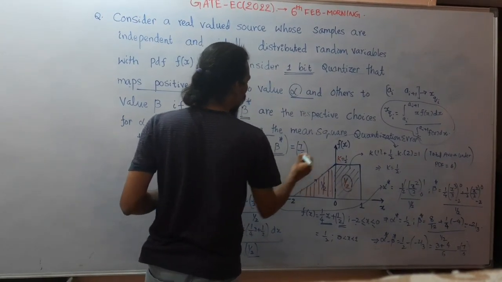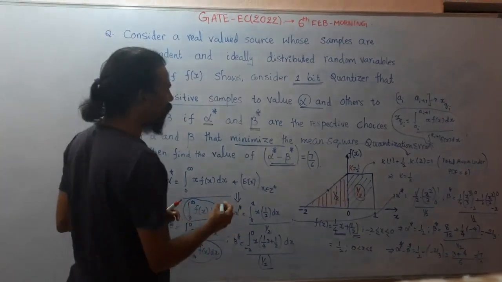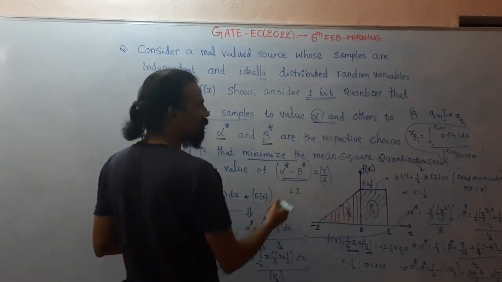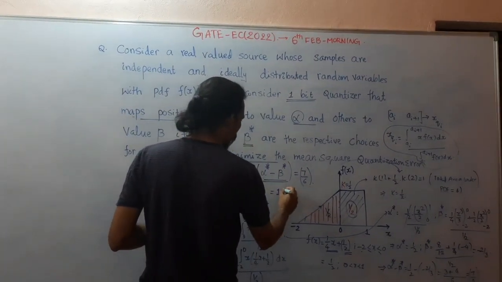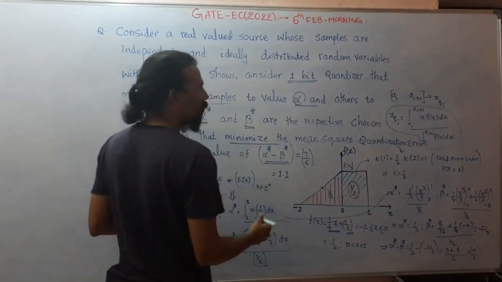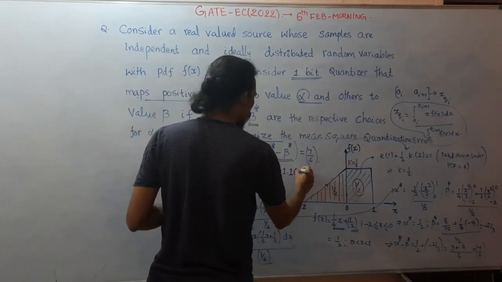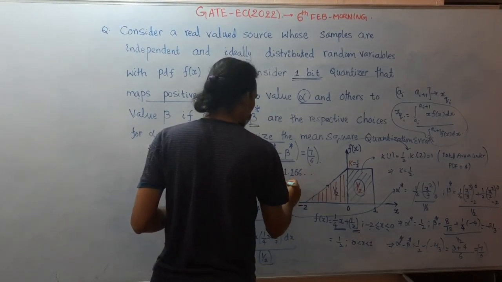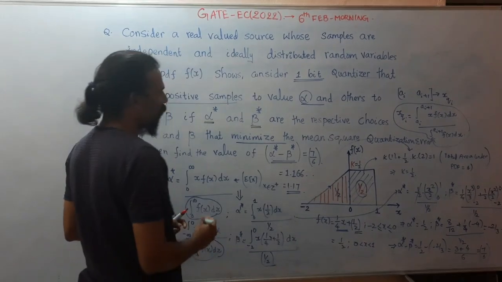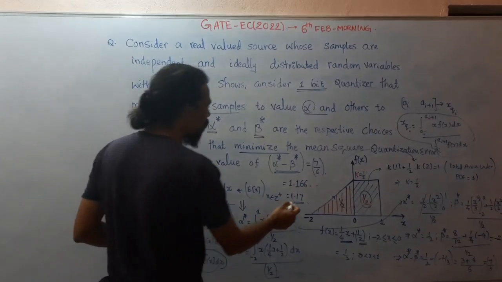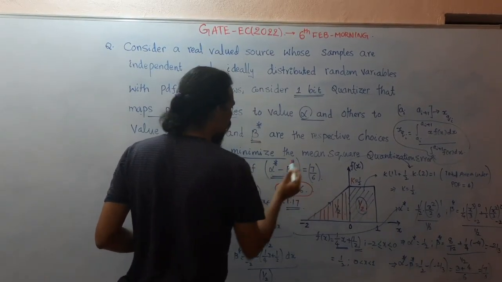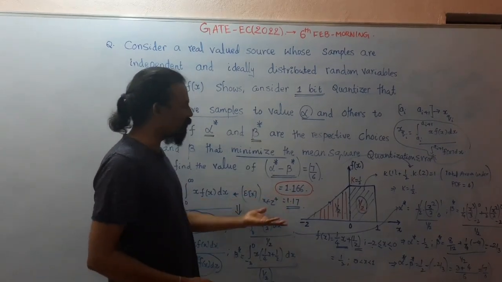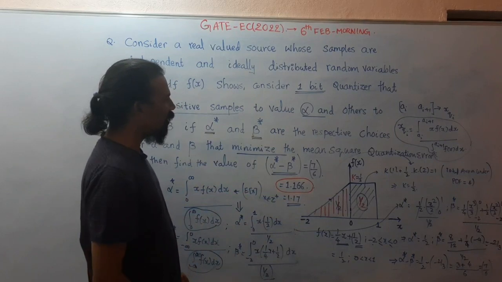If you find the approximate value to 2 decimal places, 7 by 6 means 6 goes in once, and 1 by 6 is again 0.1666 and so on. So if you approximate it, this is 1.17 or like that, for the 2 decimal values. So the alpha star minus beta star value is 1.1666. If the professor approximated to 2 decimal numbers, then 1.17 should be the answer.